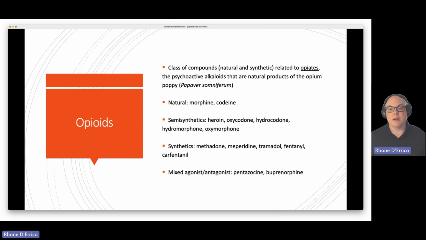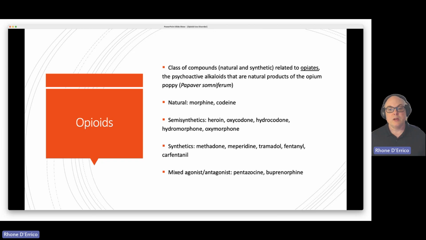Now, from those can be derived what we call the semi-synthetic opioids. These are heroin, oxycodone, hydrocodone, hydromorphone, oxymorphone, etc. Now, we can also synthesize fully synthetic opioids. These are chemicals that can interact directly with the opioid receptors in our brain. They are created de novo, and they're meant to mimic those natural substances found in the poppy, as well as those natural substances produced by the human body, the endorphins and the enkephalins.